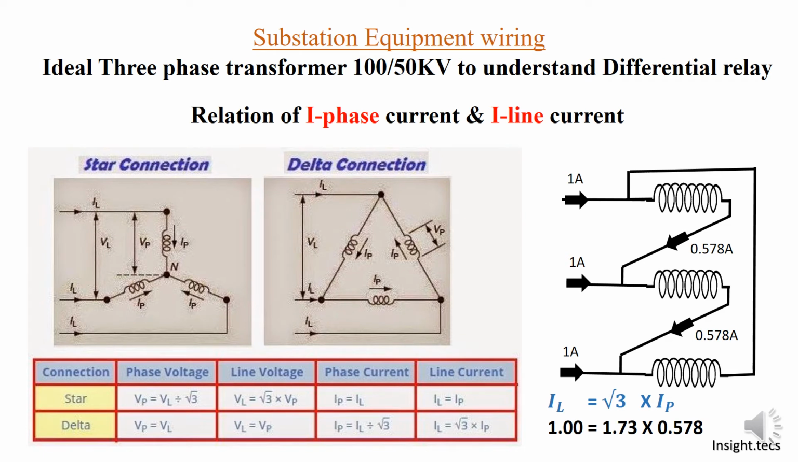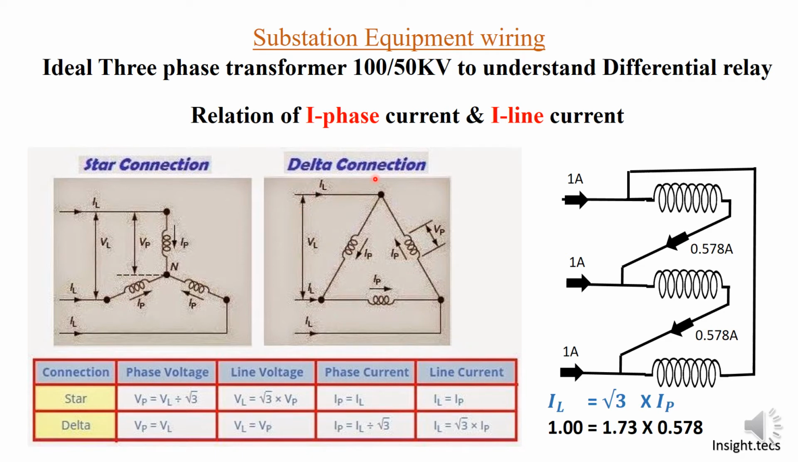So friends, as you can see clearly over here, we are going to explain the relation between the phase current and the line current. For a star connection, the line current is equal to the phase current. The same current is passing through the line and through the phase. So I line equals I phase for a star connection. Over here you can see a comparison table of voltages and currents, for phase voltage, line voltage, phase current and line current. So for a star connection, I line is always equal to I phase.